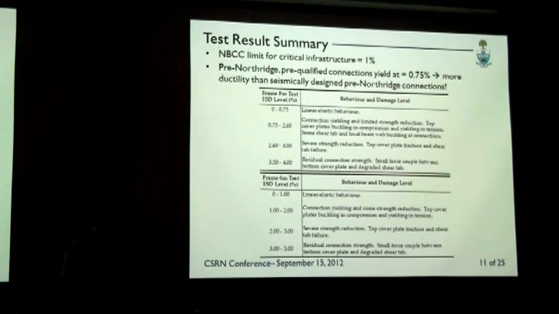Also consider that pre-Northridge, pre-qualified connections yielded and sometimes actually fractured before they were able to yield at around 0.75% to 1% drift. So these connections, even though they weren't seismically designed, because of their inherent ductility and the fact that their top and bottom cover plates had to develop their full axial yield force, displayed more ductility than the seismically designed pre-Northridge connections. It's a good thing.